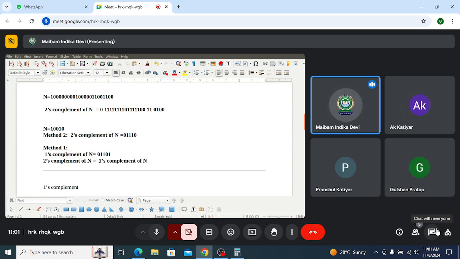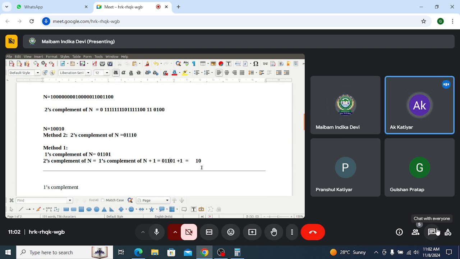The formula is 1's complement of n plus 1, right? So this is the 1's complement of n plus 1. Okay, so you perform binary addition. 1 plus 1 is 0 with a carry 1. Then 1 plus 0 is 1. Okay, then the rest will be 0, 0, 0, right? So it will be 0, 0, 1, 1.